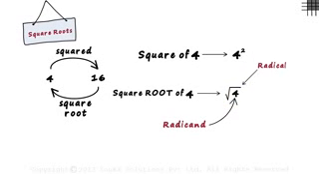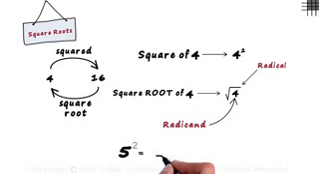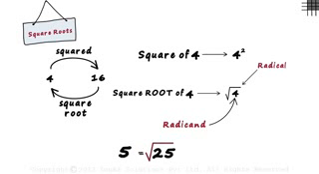But here's a simple way to remember it. We know that 5 squared is 25. This 2, when transposed to the other side, becomes a square root. So we can say that the square root of 25 is 5.